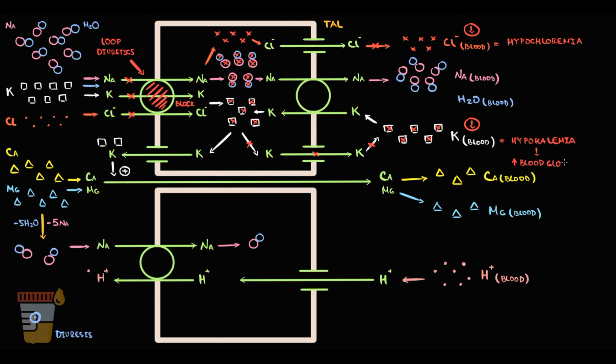Hypokalemia causes a decrease in insulin secretion, which in turn causes an increase in blood glucose level. To explain this feature, we have to recall insulin secretion. So here we have a pancreatic beta cell. Beta cells have the GLUT1 transporter. This transporter provides transportation of glucose into the cell.